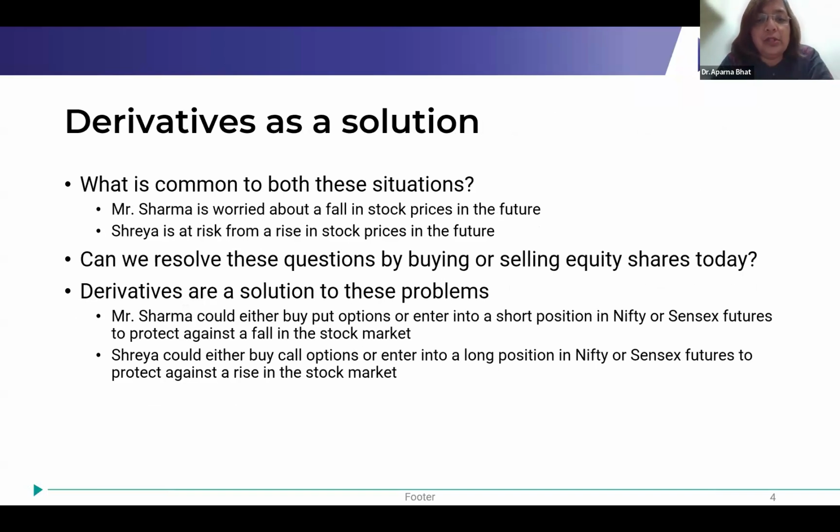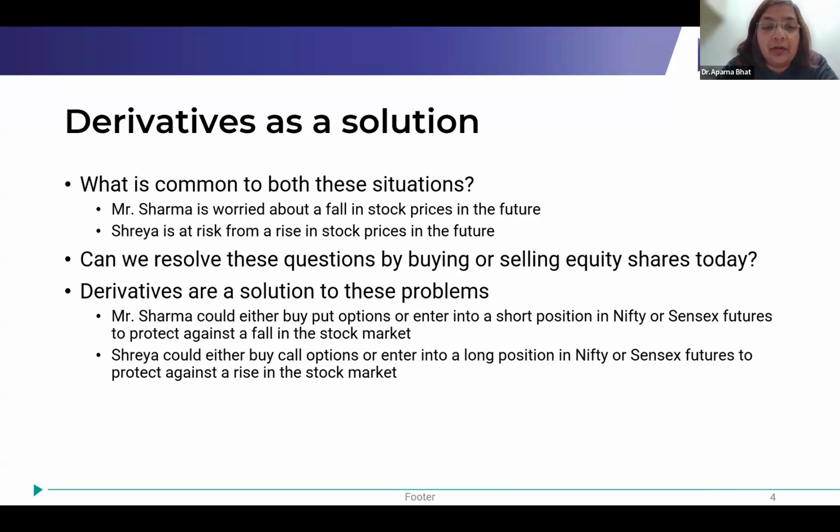So what is common to both these situations? Mr. Sharma is worried about a fall in the stock prices in the future. His fear is that if the election results are not favorable and the ruling party loses the elections, the market may crash. And what is Shreya worried about? Shreya is worried about what if the market runs up sharply, 20-30%, before I'm able to get hold of my money and start investing. Both of them have different problems, but both these problems can be resolved using derivatives.